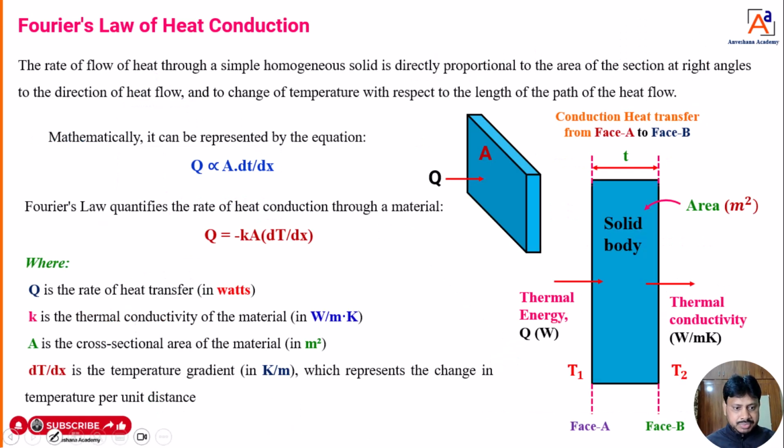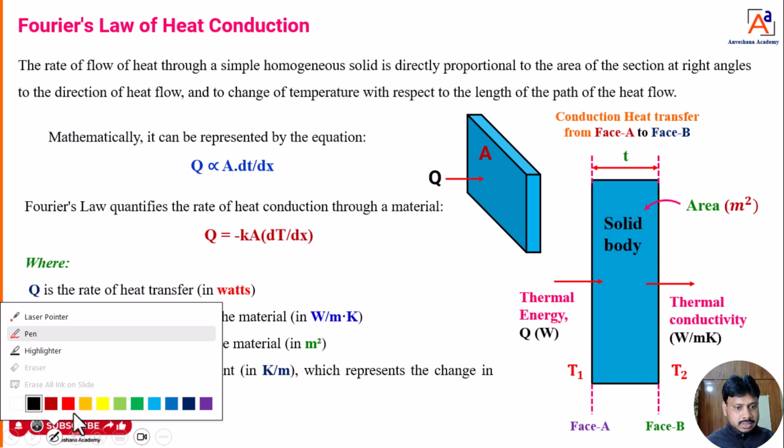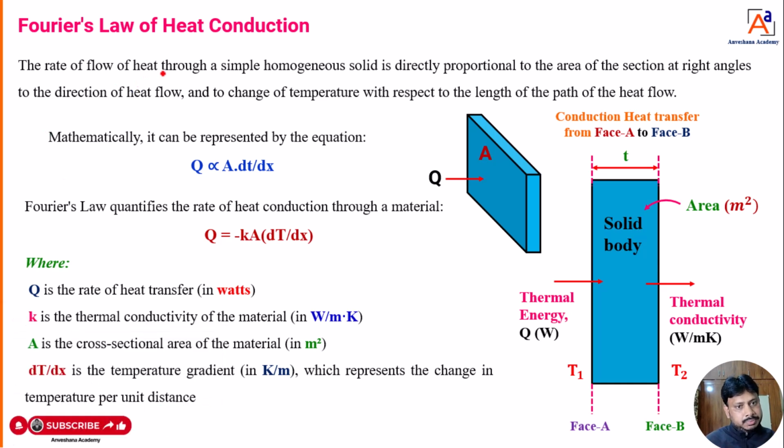What is Fourier's law? Dear students, we can see here the sentence I have written. The rate of heat flow through a simple homogeneous solid is directly proportional to the area of the section at right angles to the direction of heat flow. That means, dear students, I can take a metal plate, that is a solid metal plate. If I am transferring heat from this phase, that area, whatever it is, I need to consider.